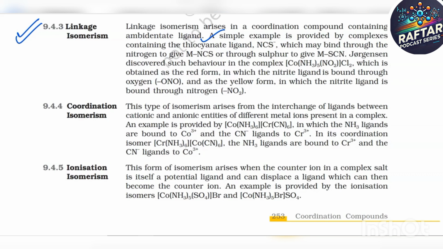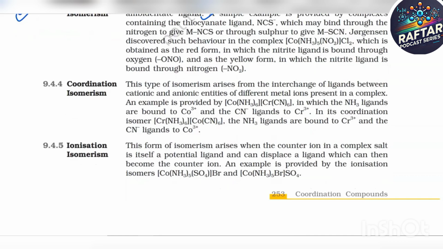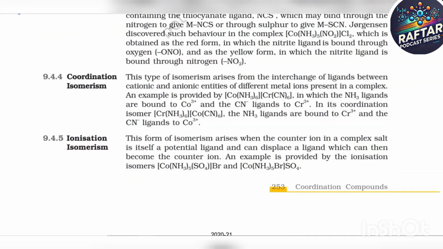5.4.4 Coordination isomerism. This type of isomerism arises from interchange of ligands between cationic and anionic entities of different metal ions present in a complex. An example is provided by [Co(NH3)6][Cr(CN)6], in which the NH3 ligands are bound to Co3+ and the CN- ligands to Cr3+. In its coordination isomer [Cr(NH3)6][Co(CN)6], the NH3 ligands are bound to Cr3+ and CN- ligands to Co3+.